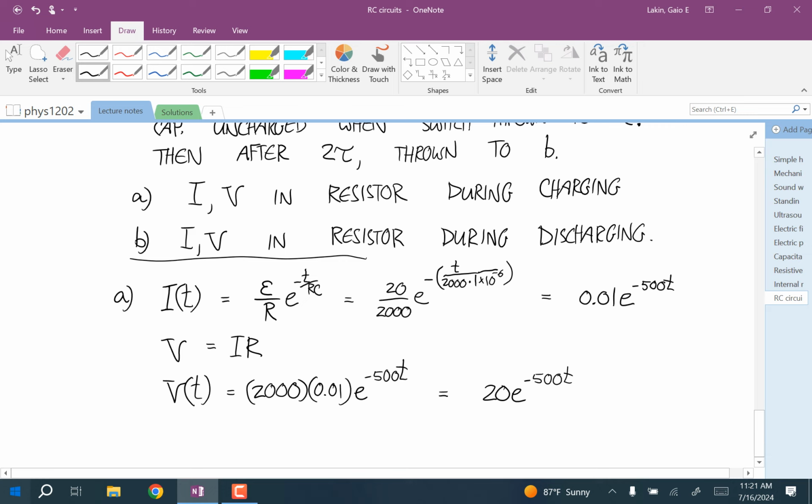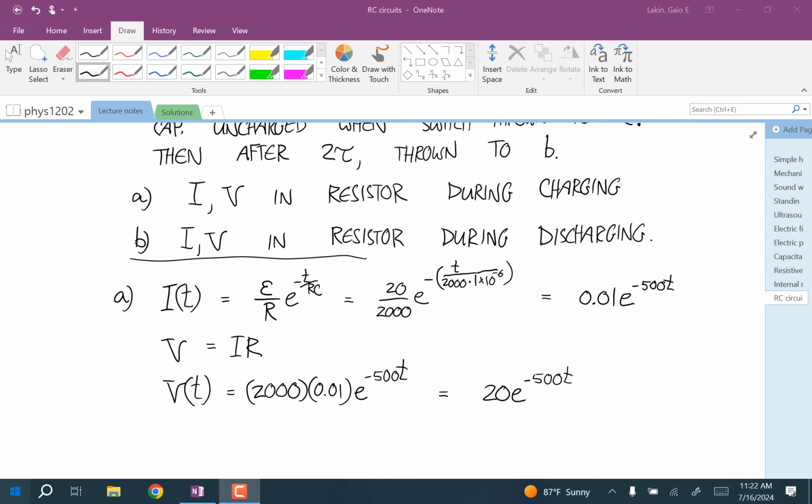Okay, so what's happening here with the voltage across the resistor as this charges? When t is equal to 0, e to this exponent is equal to 1. You have e to the 0. And so right at the start of charging, we have 20 volts across the resistor, which makes sense. It's sort of like the capacitor isn't there. Then little by little, as t gets bigger, the voltage goes down over time exponentially.